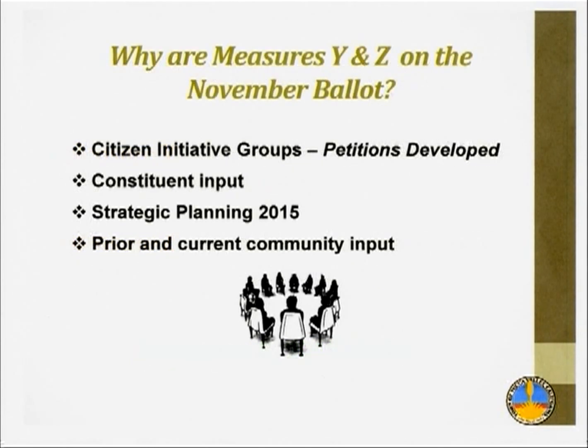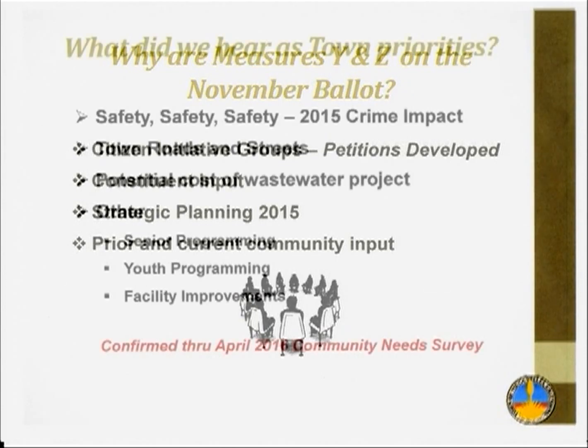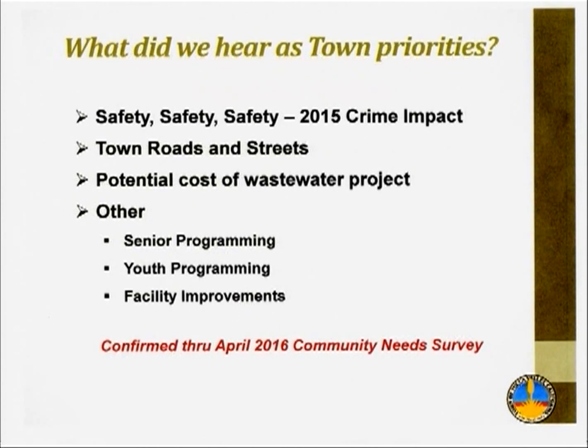Over the course of the past 2 years, the town heard from the community through resident input, through the town's strategic planning efforts, and through a citizen initiative movement started in 2015. What did the town hear during this community input? Well, three common themes were very evident in the feedback received. Number one, safety. Number two, town streets and roads. And number three, the high cost of the sewer system to town residents. These were mentioned again and again as the top priorities of the town.